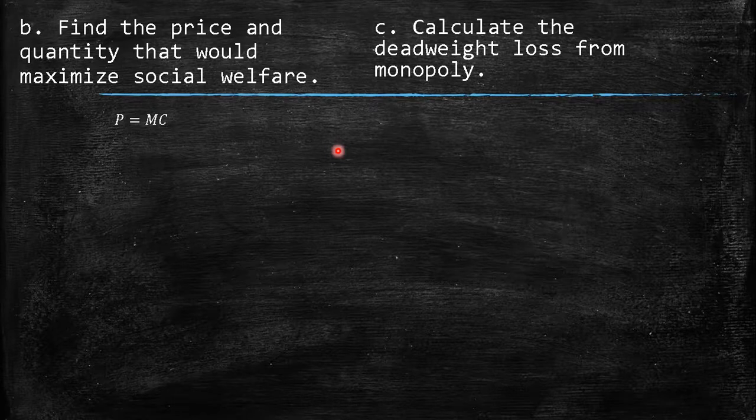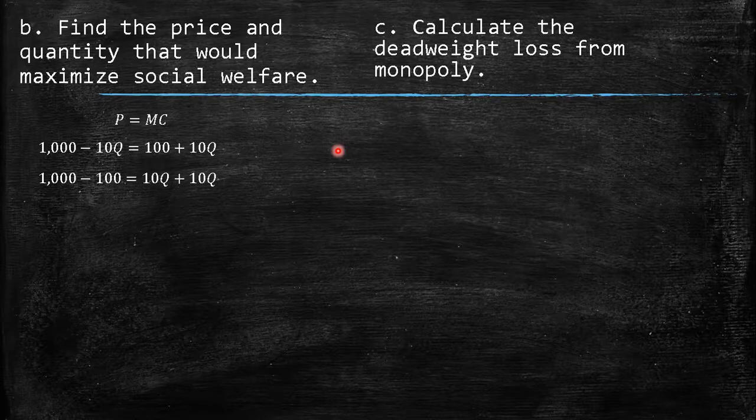The second point says find the price and quantity that would maximize social welfare. So remember, anytime we talk about social welfare, it is because we are assuming the competitive market. So we have price equal to marginal cost, then we have 1000 minus 10Q, which is the demand, and the marginal cost, which is this one.